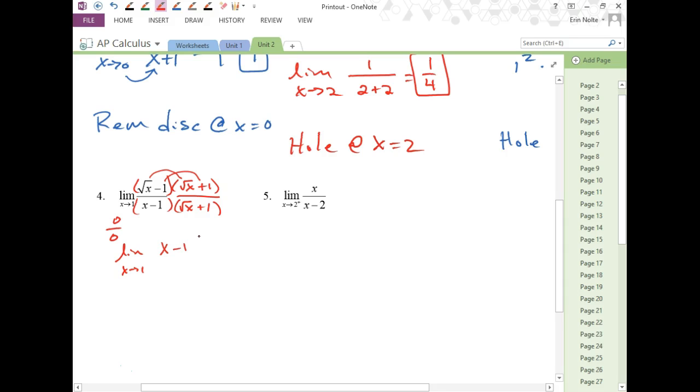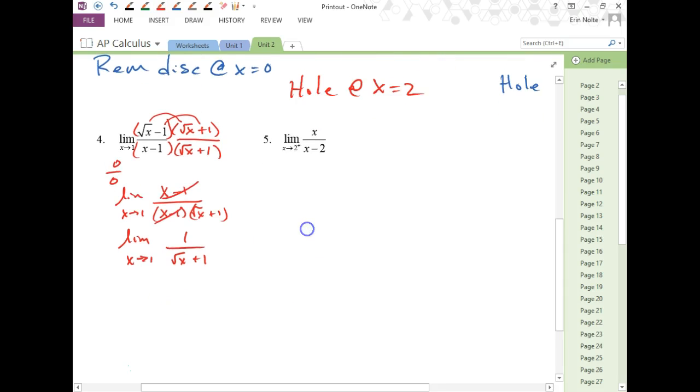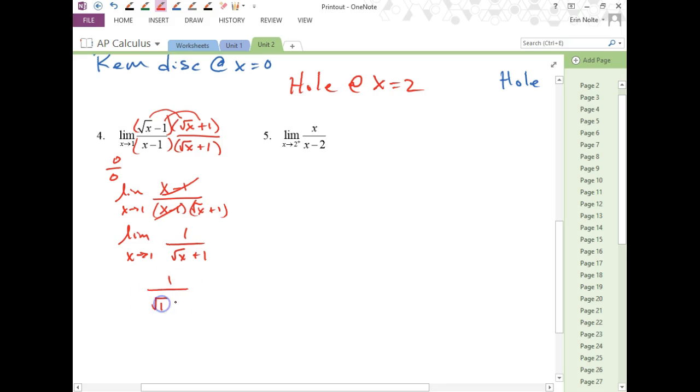Never, ever, ever FOIL the bottom when you're dealing with limits. Okay, because look at what happens. What do you see? You don't get the same thing, right? The x minus 1's cancel. So now we're left with 1 over the square root of x plus 1. Okay, and now we can plug in our limit value. So we'll end up with 1 over the square root of 1 plus 1, which is 1/2.